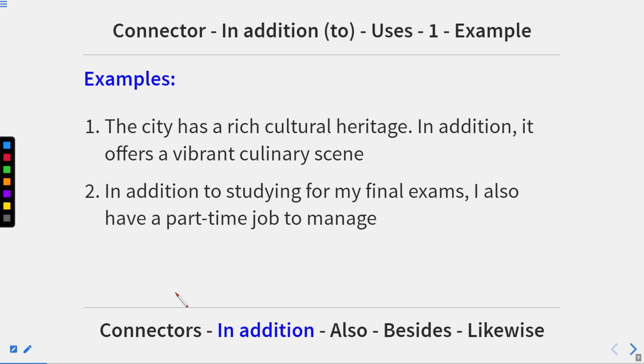Now in the second sentence, we can see, in addition to studying for my final exams, I also have a part-time job to manage. Now here we have a noun or a noun phrase. So here we have a gerund, that is a verb with ing but making it a noun. So here, as you can see, after in addition to, we don't have the entire sentence. In fact, we only have the particular word or the noun or the noun phrase. In addition to studying for my exams, I also have a part-time job to manage. It means I do two things simultaneously, that I study as well as I do a job.